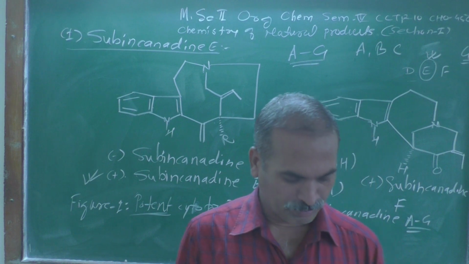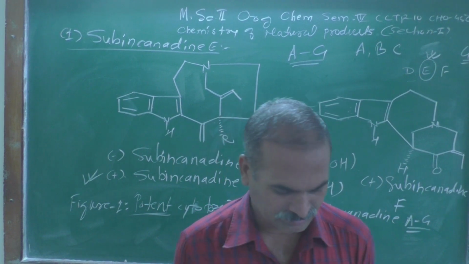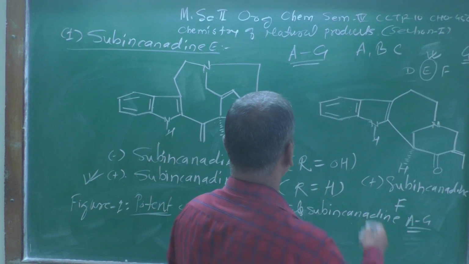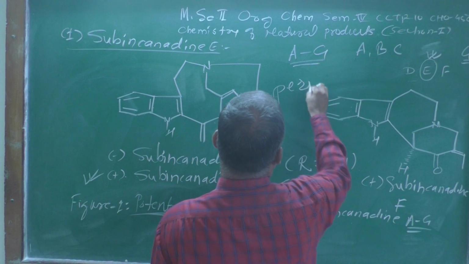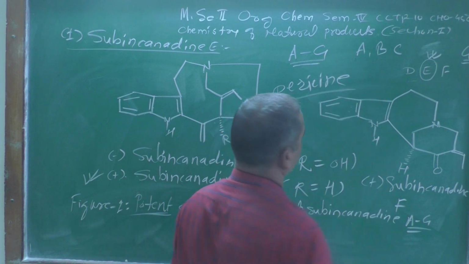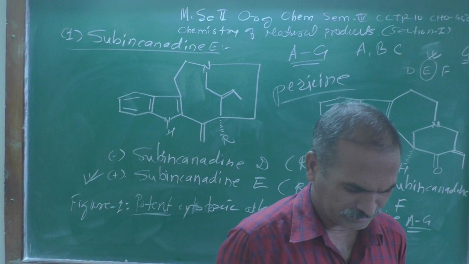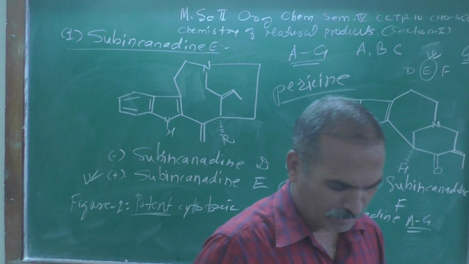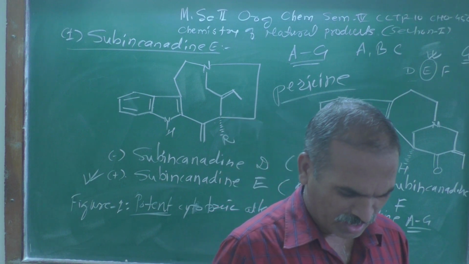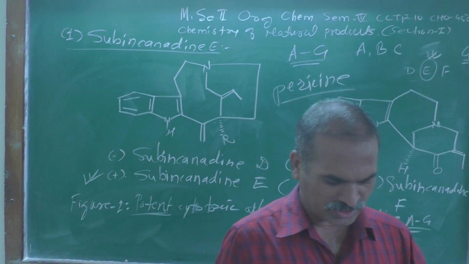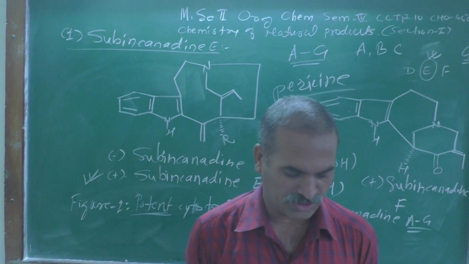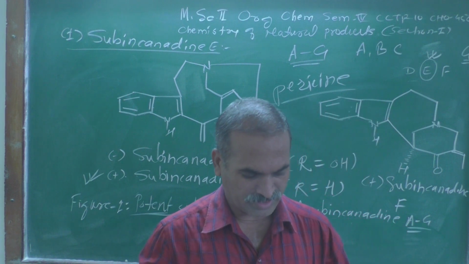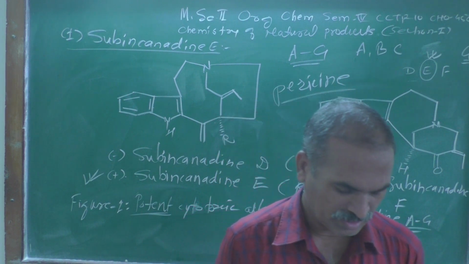essential. So plus Subincanadine E is also named as pericine, and was first isolated from Picralima nitida by Stockett and co-workers in 1982. At the beginning they studied it from this.